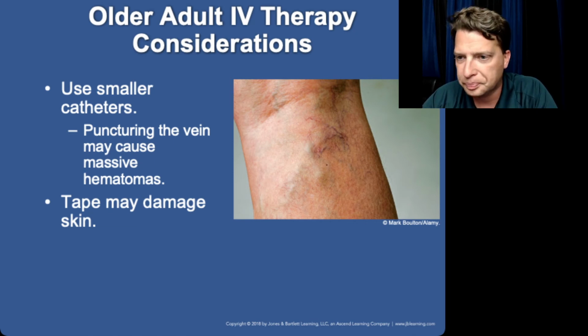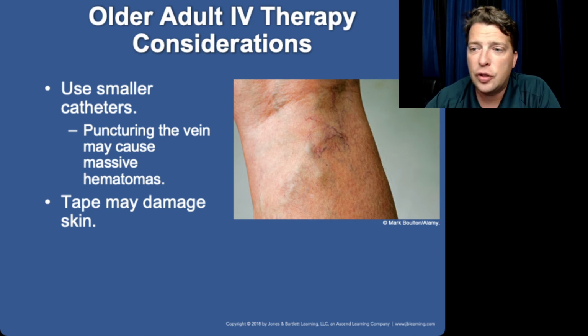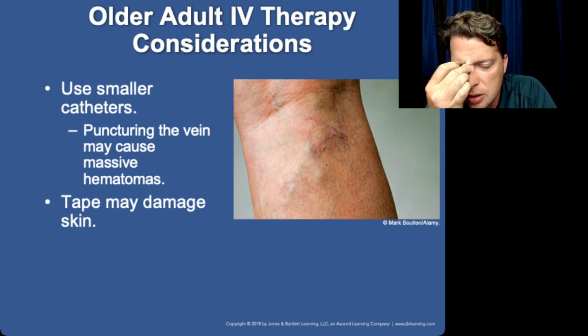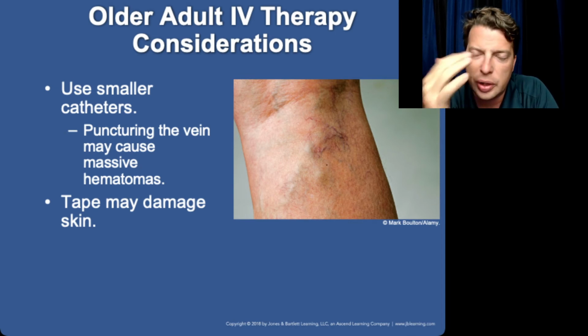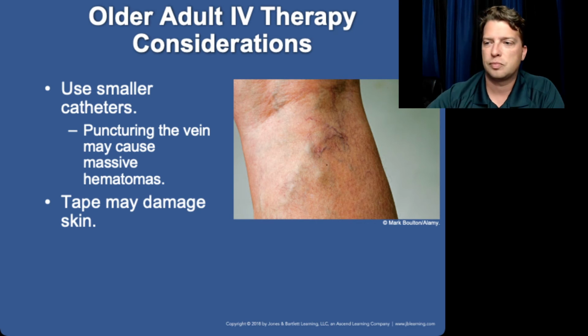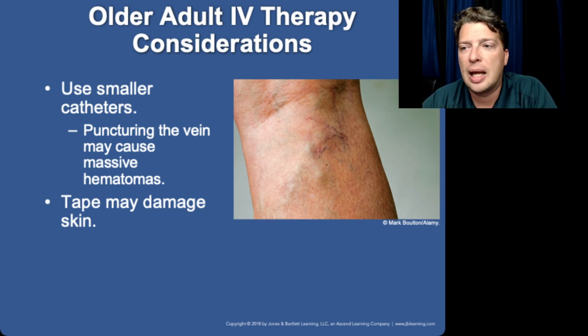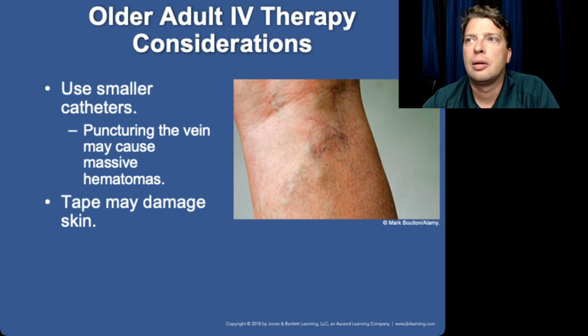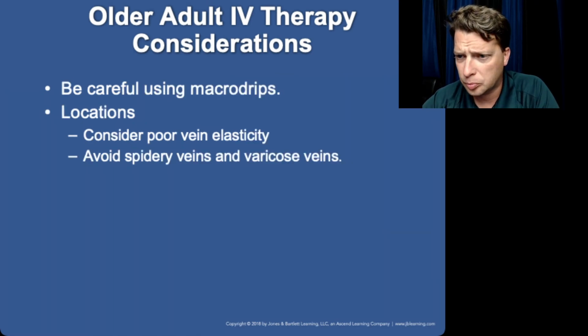I mean, varicose veins. If you start these IVs, you could result in large hematomas under the skin, because these are veins that already have poor circulation. That's why they're so evident like that, and that could result in the fluid not flowing out of that tissue properly, and then building up in the tissue, creating those hematomas.